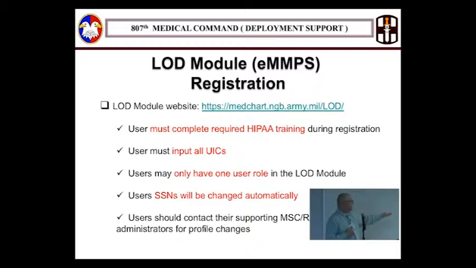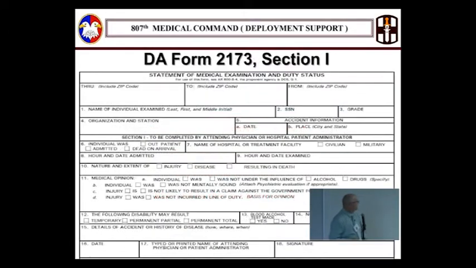And then the user's social security number will change automatically. Those of you that were in the system prior, you may be using your social security number to log into the EMPS. Everyone else that's new, it assigns you a social security number or a quasi. Then the user should contact their supporting MSC or RSC system administrators for profile changes. So anything that's under the 807th will come up to our team. Anything that's at the RSC level, I can shoot an email up to them and they can make changes for you.